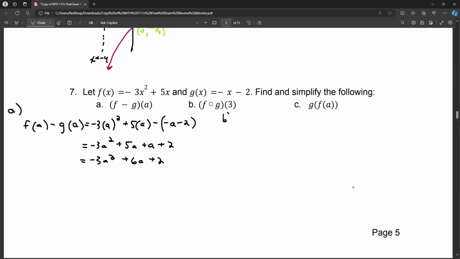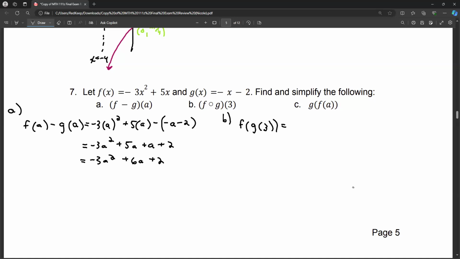I'm going to go ahead and label B. And here it says, this f of g notation is how I've heard it pronounced in the past, but this is the composition of functions. B is asking us to find f evaluated at g of 3. I can make a better 3 there.